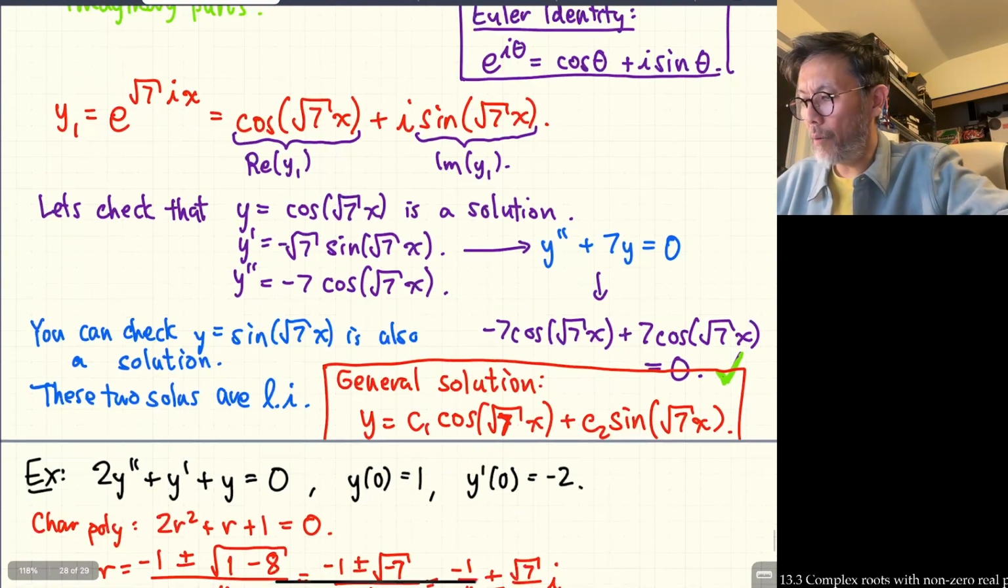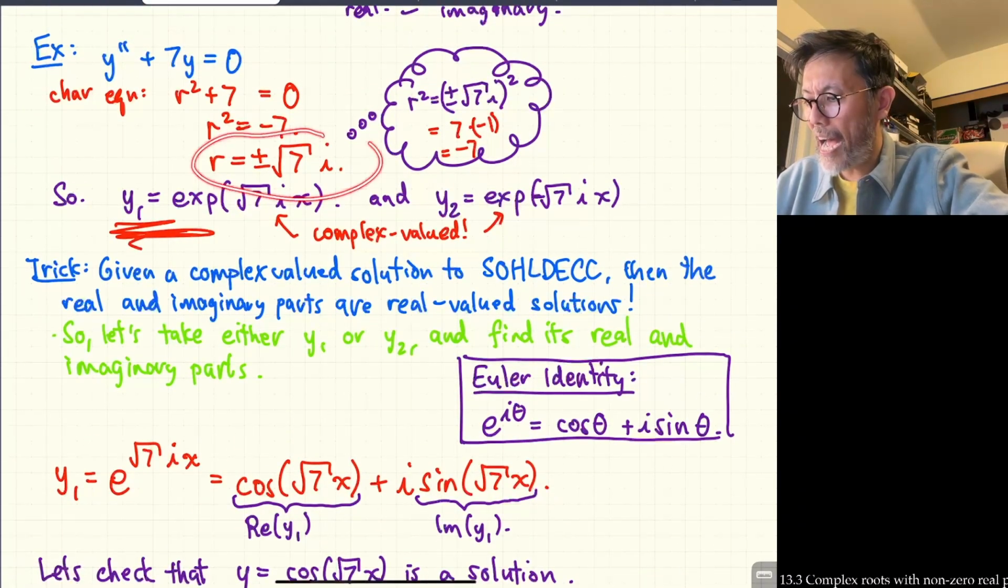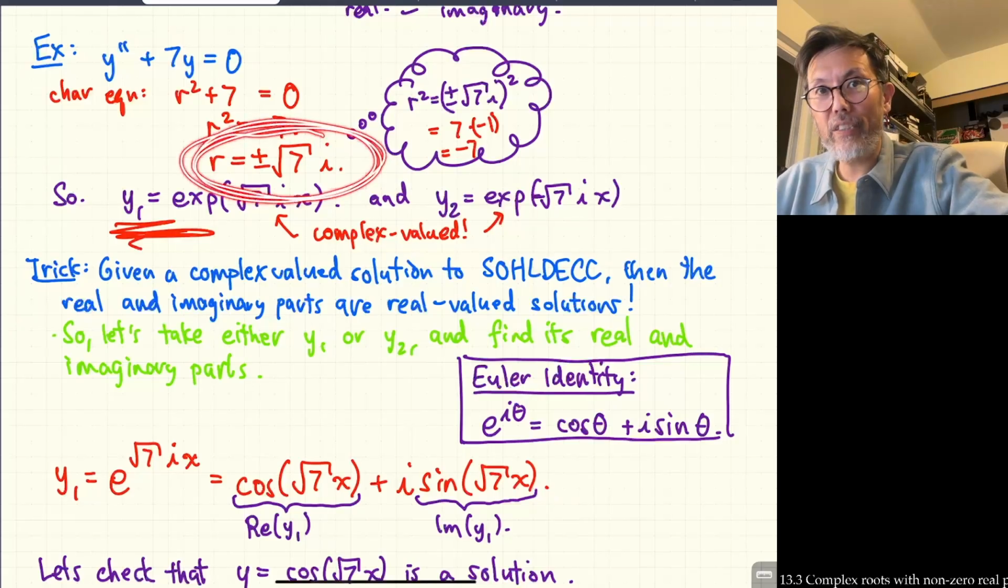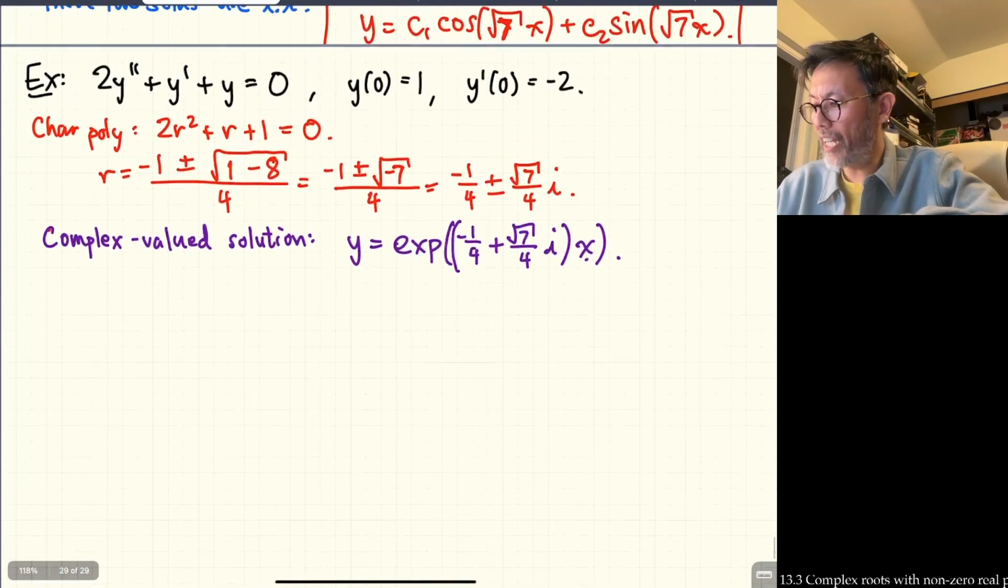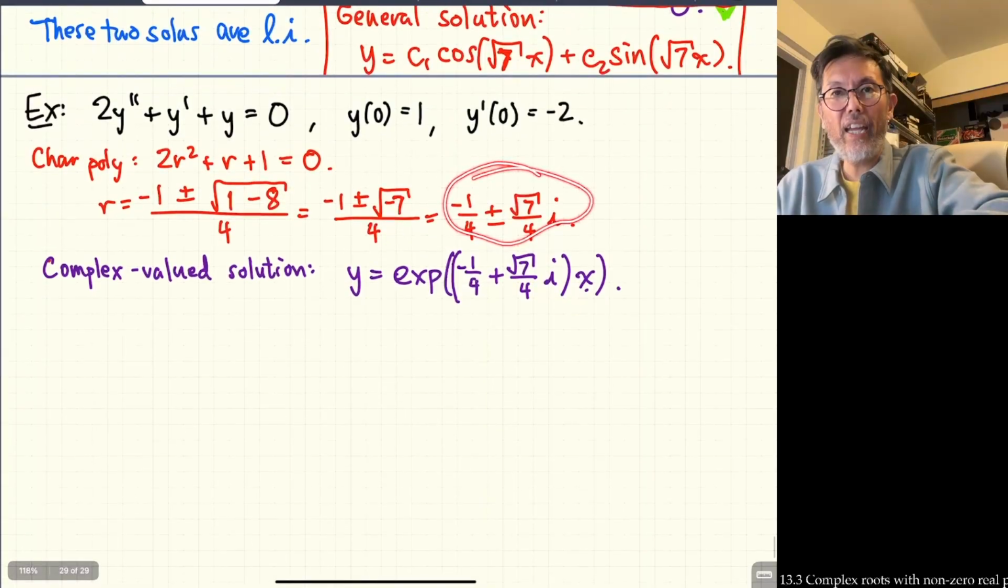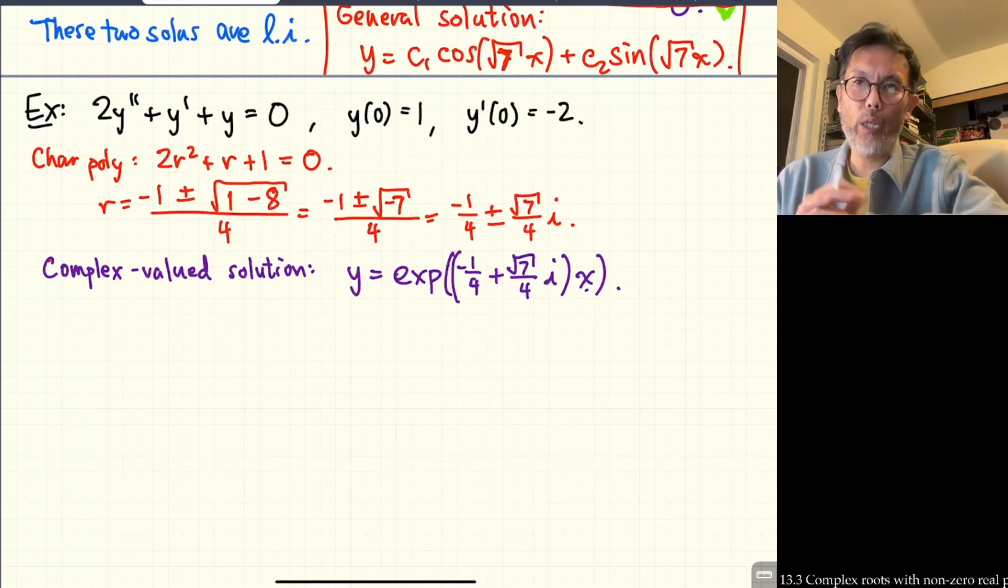In the previous problem, the root of our characteristic polynomial had no real part. It was purely imaginary. That is no longer the case. Here we have a non-zero real part. It's negative 1/4.